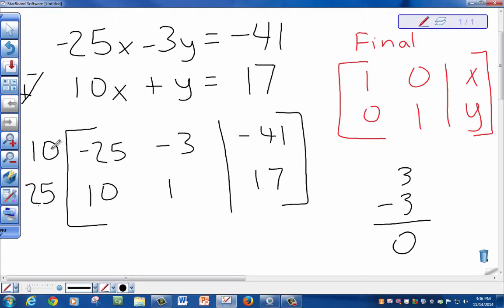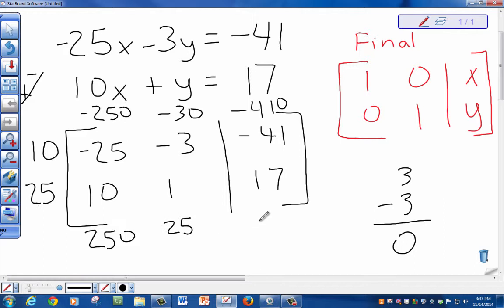So in here, we can start doing our math. We multiply 10 and negative 25, which is negative 250. 10 and negative 3, which is negative 30. 10 and negative 41 gives us negative 410. And then we're going to do the second row. 25 times 10, which is 250. 1 and 25 gives us 25. And 17 times 25 will give us 425.